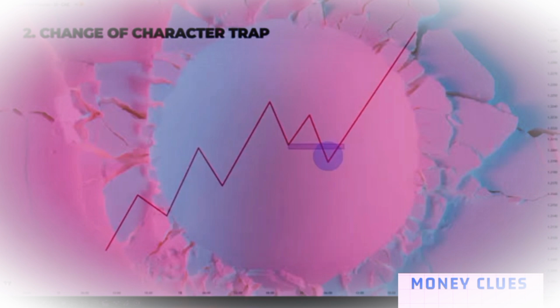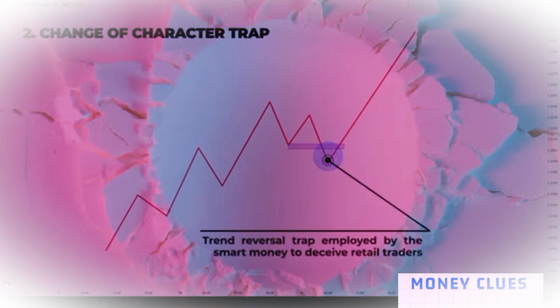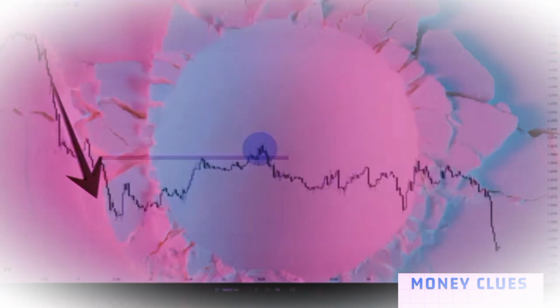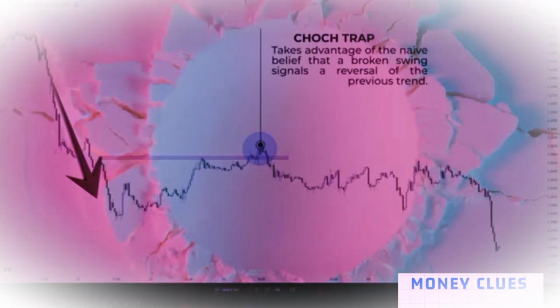Now, let's talk about the change of character trap. This is just one more cunning strategy that smart money uses to trick retail traders. It preys on the ignorant notion that a broken swing high or low indicates a reversal of the prior trend, with terrible results for those who fail to understand the true nature of the market. Here's how it works.